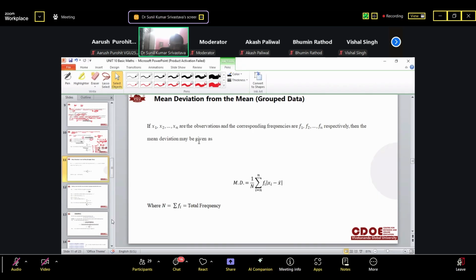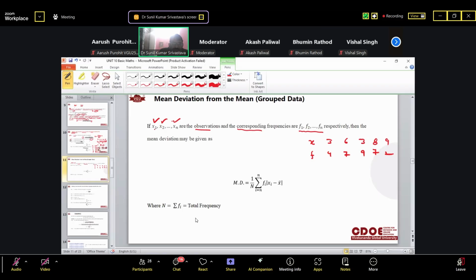Okay. So how to calculate for grouped data? Suppose we are given the observations x1, x2, up to xn, and the corresponding frequencies are given as f1, f2, up to fn. Suppose for x, this is the x and this is the frequency: 3, 4, 6, 7, 3, 9, 6, 7. Sorry, this is 8, 7, 9, 2. So this is this type of frequency distribution.